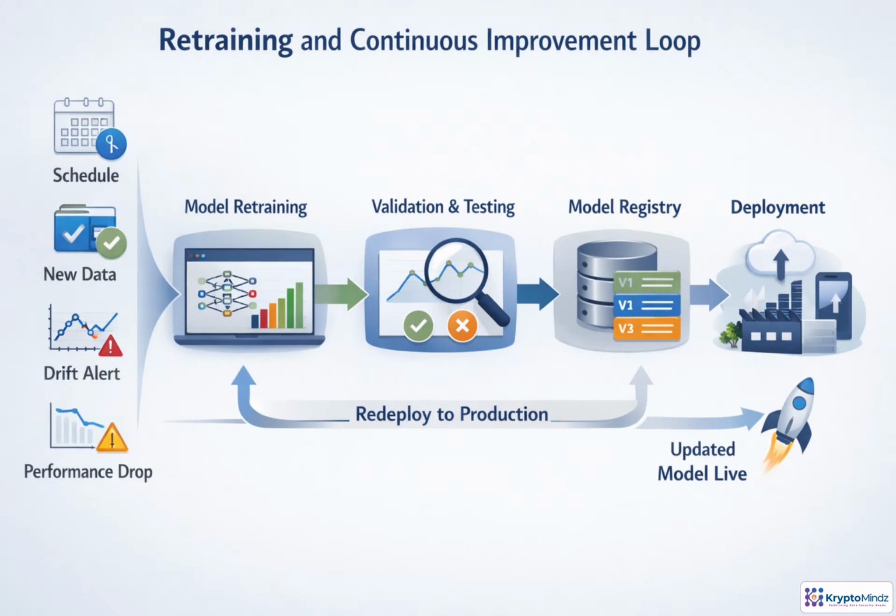Retraining should not be a panic button. It is a managed loop. Monitoring signals, scheduled refreshes, new labels, drift alerts, or performance drops can trigger training for a candidate model. But that candidate does not replace production automatically. It must pass validation and testing, then be registered with version history and metadata. Only approved models are redeployed. After release, monitoring continues, so each production cycle creates evidence for the next improvement.